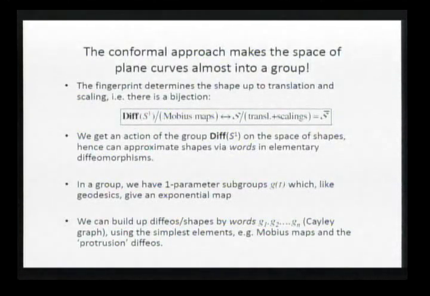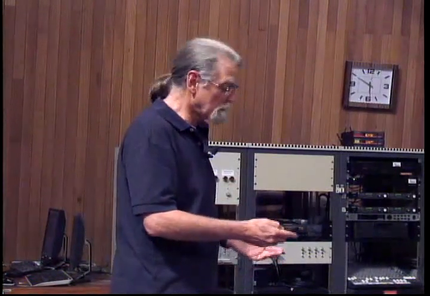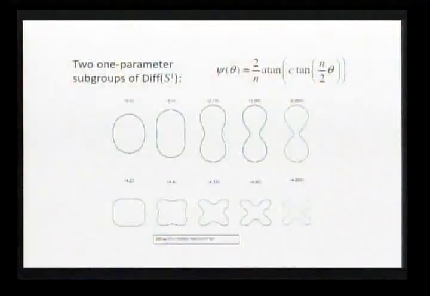Moreover, you can approximate shapes by words in elementary diffeomorphisms. You have to make kind of a Cayley graph of the whole space. You can talk about one-parameter subgroups. It's just such an incredibly rich situation. Here are some one-parameter subgroups, where you take your diffeomorphism, with a parameter C, and it gets added when you compose the phis. And these are just two examples of that.